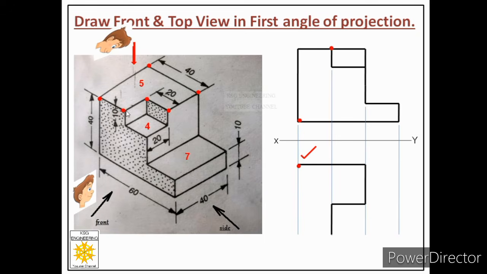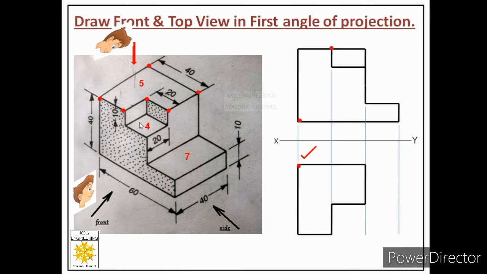Now we have reached this point. In order to reach that point, we have to move towards left by how much? By 40 minus 20, that is 20 millimeters. So when you draw a line of 20 millimeters, it will exactly stop at that projector. Then in order to draw this edge, we have to draw a vertical line of 40 millimeters in the upward direction. So we are ready with the drawing of face 5.